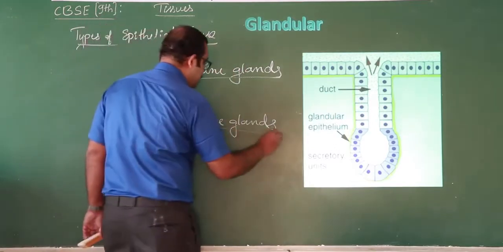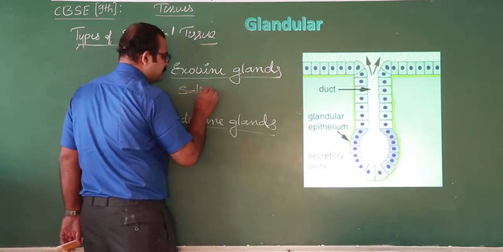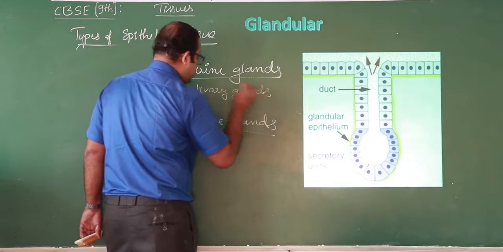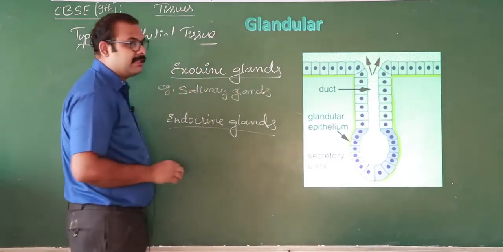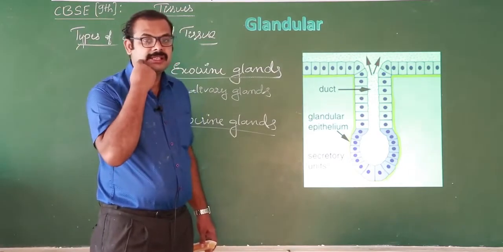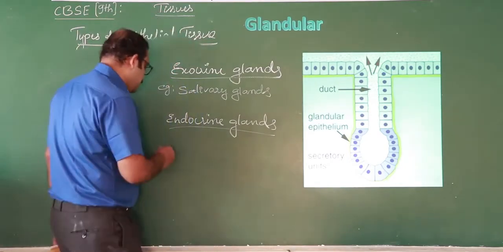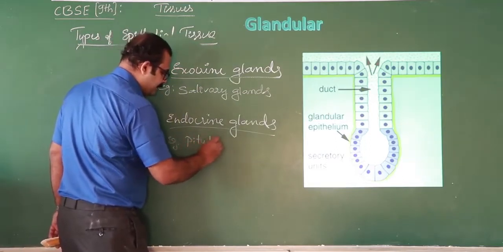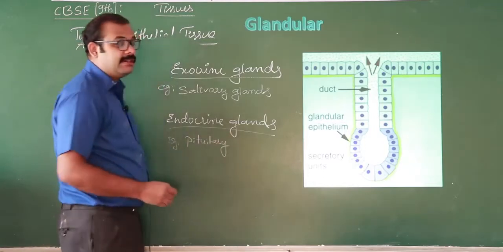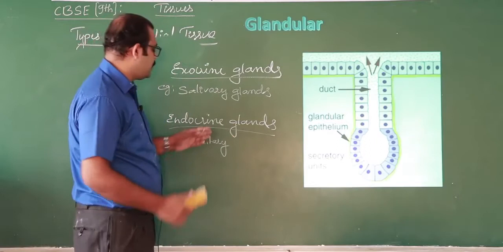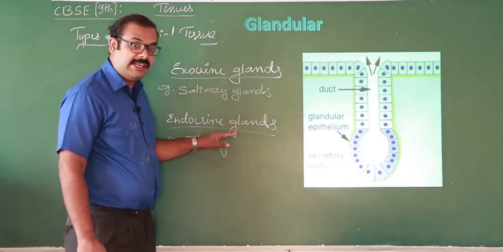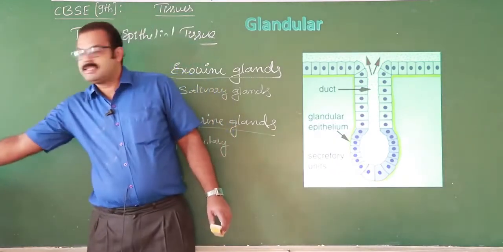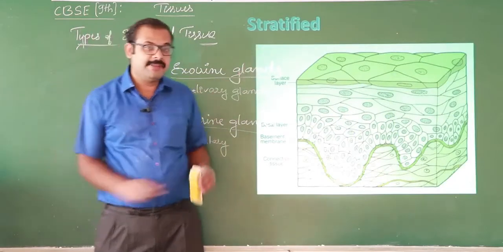Say for example, salivary glands. Salivary glands have a duct, through which they release saliva into the mouth. Endocrine glands, say for example, the pituitary gland. The pituitary gland is an endocrine gland. So you are going to study about endocrine glands in detail in the 10th standard. Okay, so this is about glandular epithelium. Next, we'll see a different one, stratified epithelium.